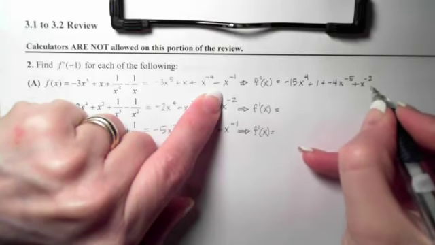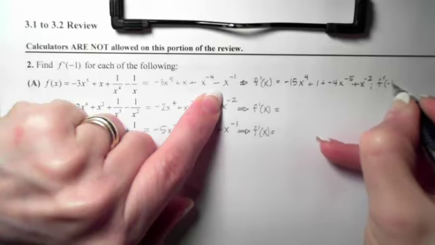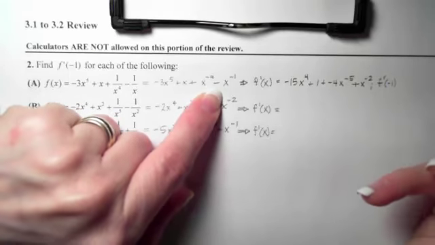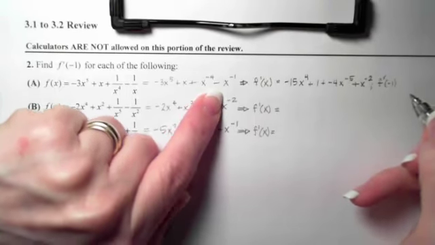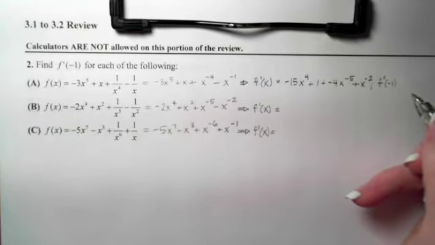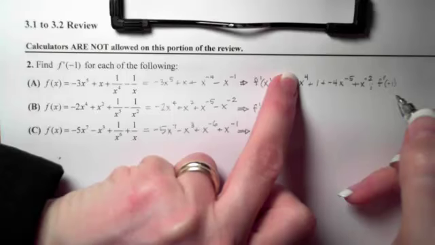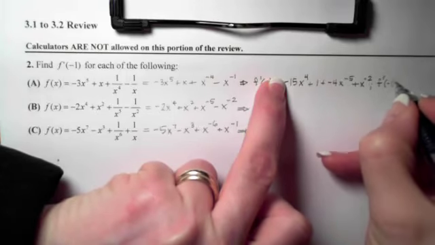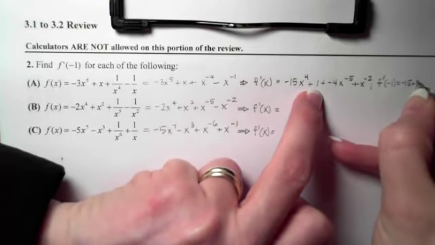So now our goal is to plug in -1. Let's recall that negative numbers raised to odd powers remain negative, whereas negative numbers raised to even powers become positive. So plugging in the -1, the x to the 4th will be positive times the -15 is a -15. Here I still have a 1.